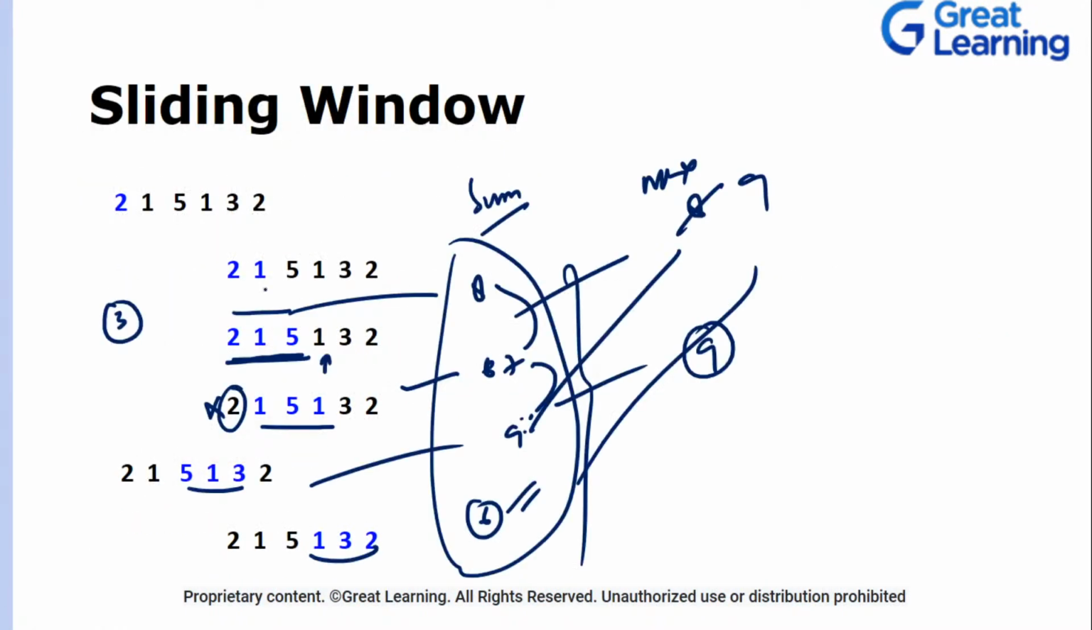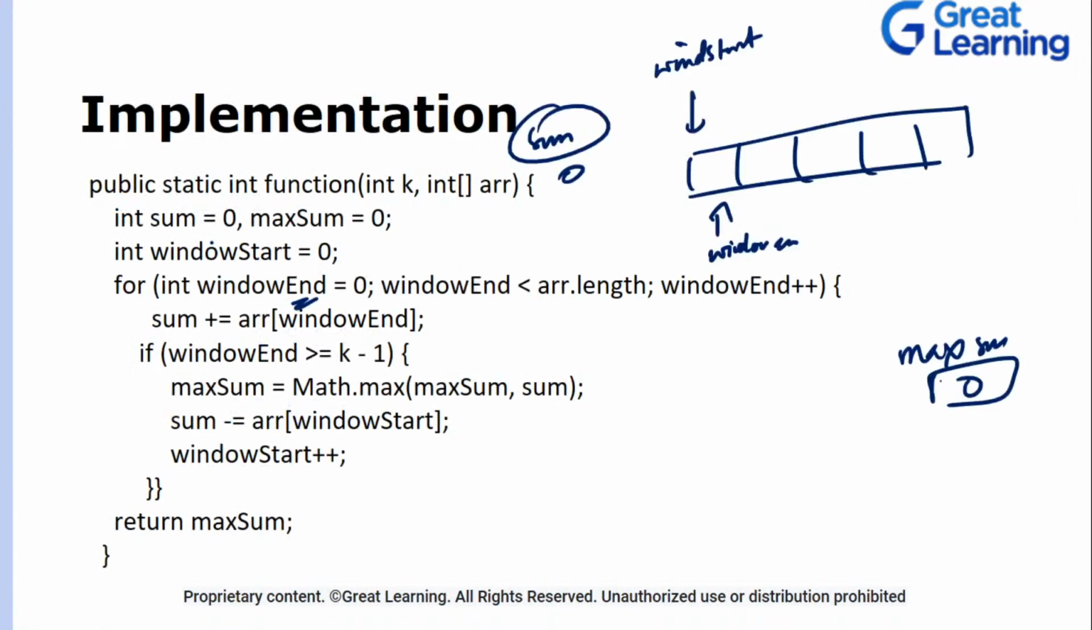Yeah, so which is 2 1 5 1 3 2 2. 2 1 5 1 3 and 2. Okay, so this is the array. Now what I'm doing, I'm traversing through to the end of the array. This is the window end, which will help me to traverse through the array. Now this is window start, which will help me to remove those elements from the array.